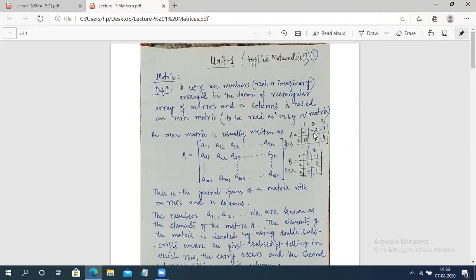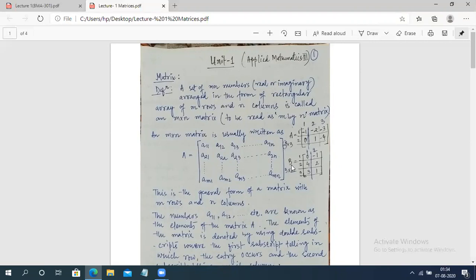So in this matrix, the numbers are written in brackets, and this is the first row, this is the second row. So this matrix will be of order 2 by 3. That means 2 is the number of rows and it has 3 columns, 1, 2, 3. So A is a matrix of order 2 by 3.